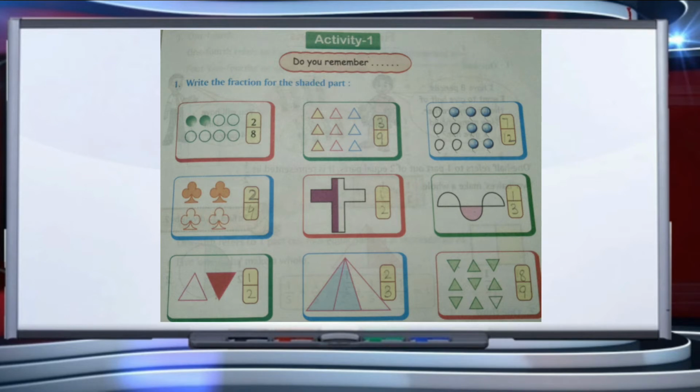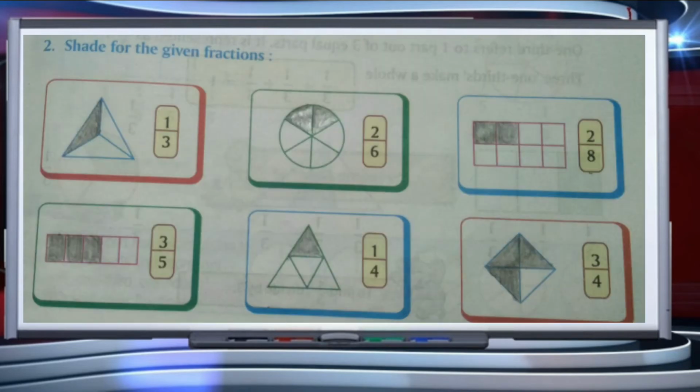Similarly we have question number 2. Shade for the given fraction. We have to shade now. Earlier shading was given and we had to write the fraction. Now the fraction is given to us and we have to shade it. The first question is 1 by 3. The triangle is divided into 3 parts and we have to shade 1 by 3. 1 by 3 means we have to shade only one part out of these 3 parts. We can shade any one part like this. Here we have shaded one part.